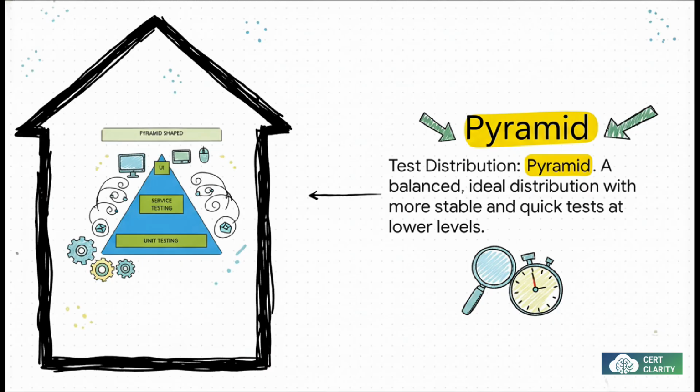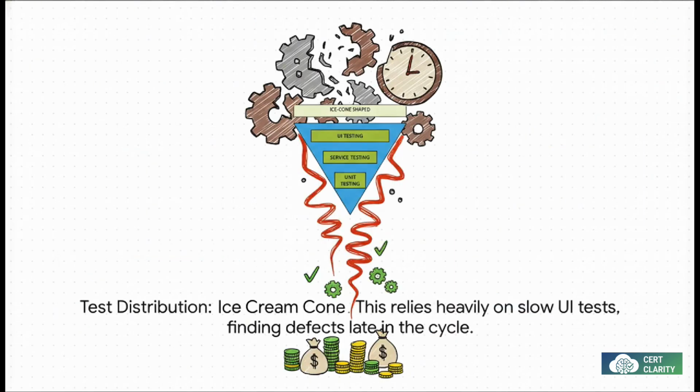See that wide base? That's a ton of fast, stable, cheap unit tests. That strong foundation means you need fewer of those slow, complex UI tests at the very top. And then you've got this, the ice cream cone. This is a classic anti-pattern. A total what not to do.